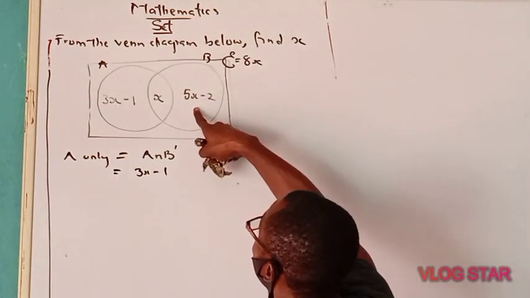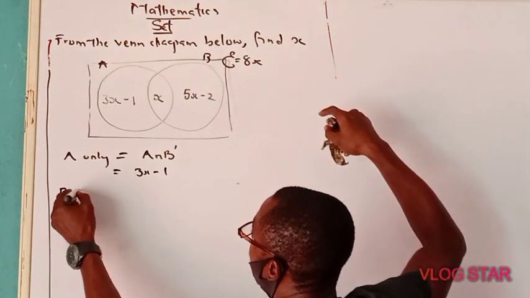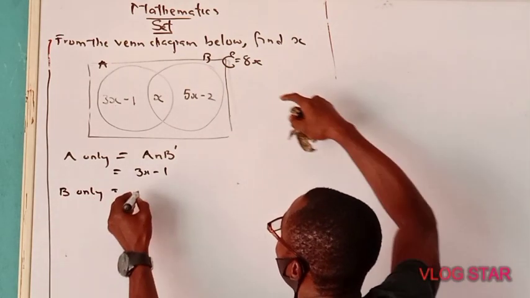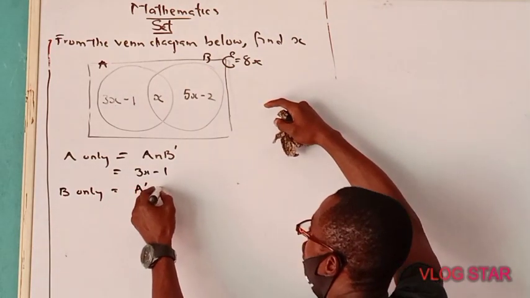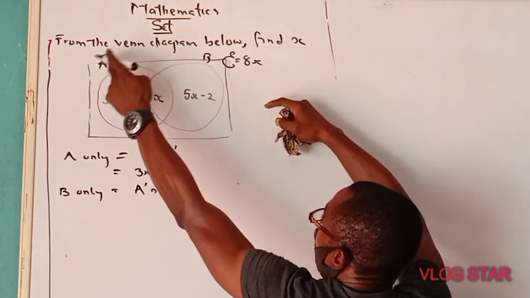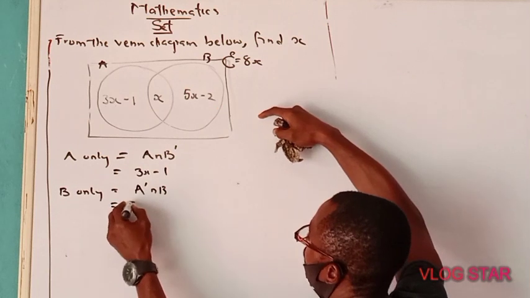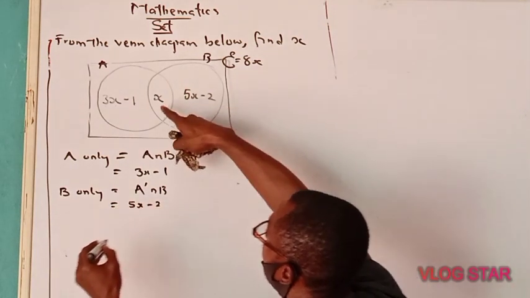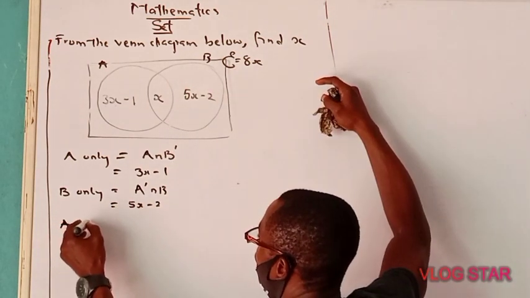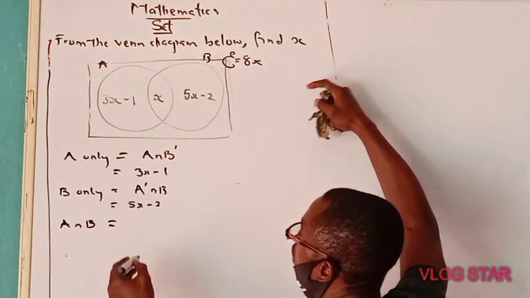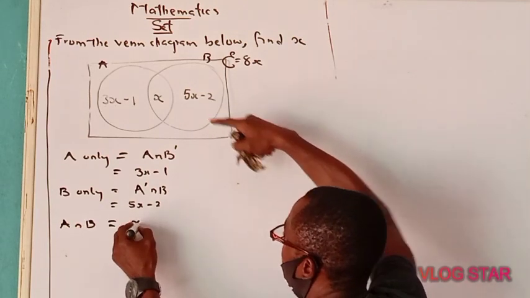You come here, this is B only, which is A prime intersection B, means that A is not part of it, and that is 5x minus 2. Then this one is A intersection B equals x.